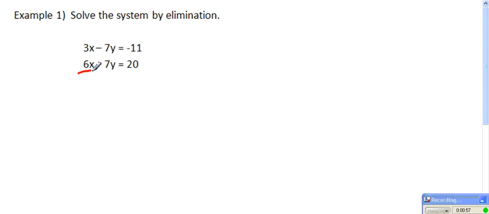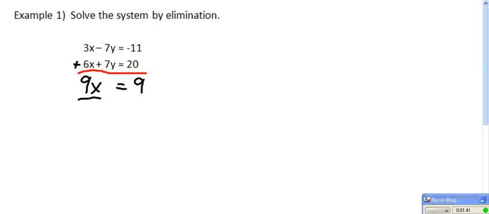Basically, when this happens, the next thing you want to look for is a variable that we're able to eliminate, meaning that there are some opposites. For instance, if you added 6 and 3, it's not going to eliminate it. However, we have a negative 7y and a positive 7y. That would be eliminated. So if I added these two together, I would get 3x plus 6x, which gives me 9x. Negative 7y plus positive 7y would cancel out. There's the elimination piece. We have negative 11 plus 20, which is positive 9.